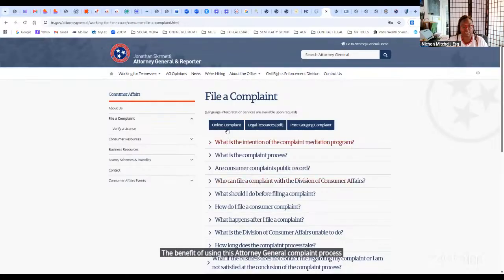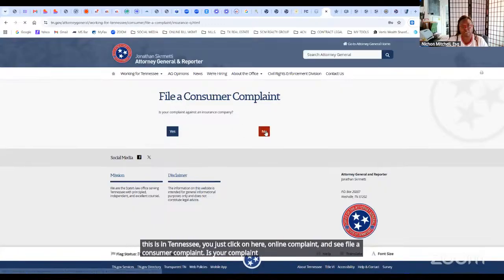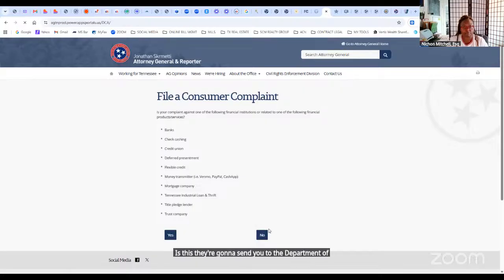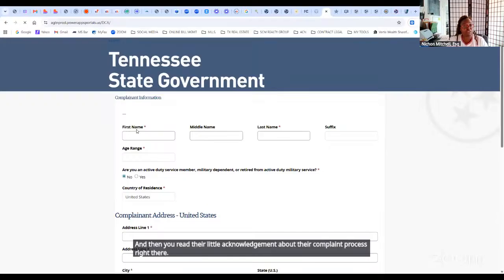So like I said, this is in Tennessee. You just click on here, online complaint, and see file a consumer complaint. Is your complaint against the insurance company? No. Because if it's against the insurance company, they're going to direct you to the Department of Insurance. And then it says, is your complaint against one of the following financial institutions or related to it? Banks, check cashing, credit union, deferred. If it's this, they're going to send you to the Department of Banking. And then you read their little acknowledgement about their complaint process right there. And then you start the complaint.